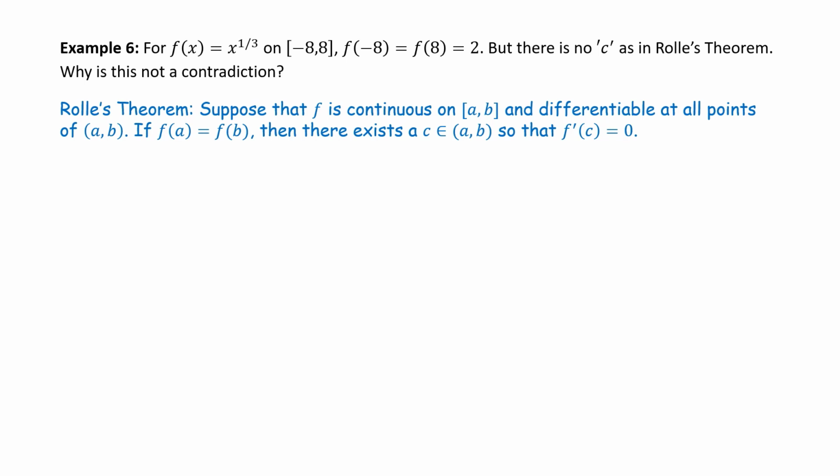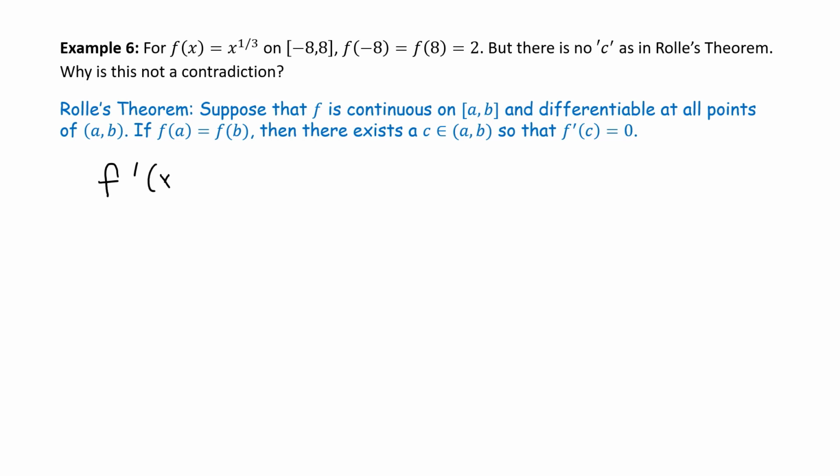We do have a continuous function, f of x equals x to the 1/3. F evaluated at -8 is 2. F evaluated at 8 is 2. So why is there no c? Well, let's look at the derivative.